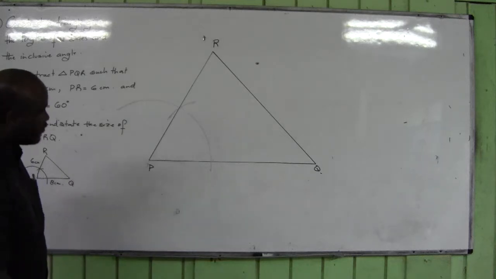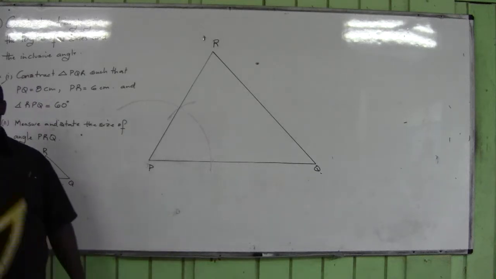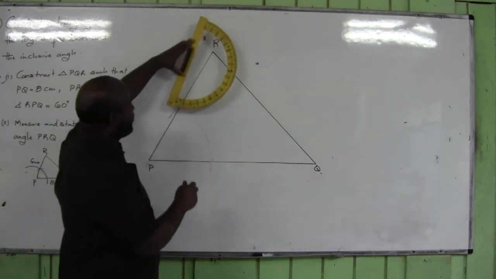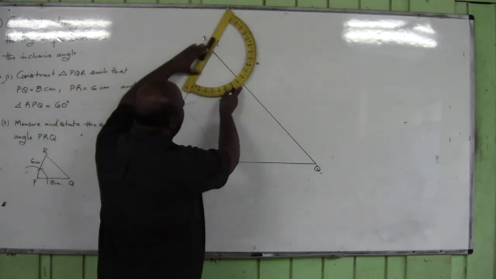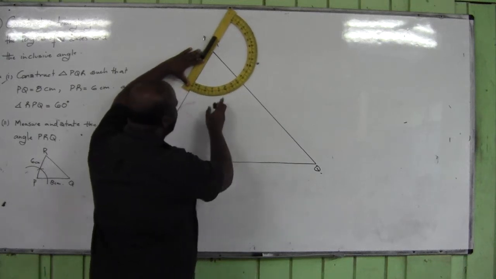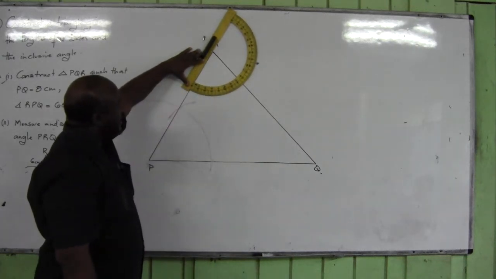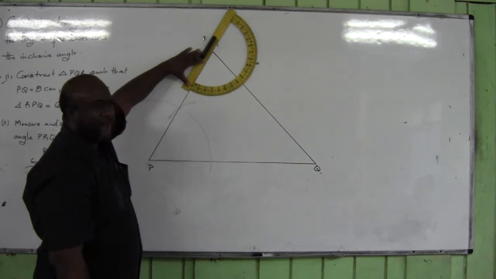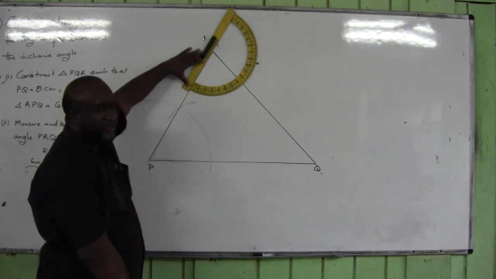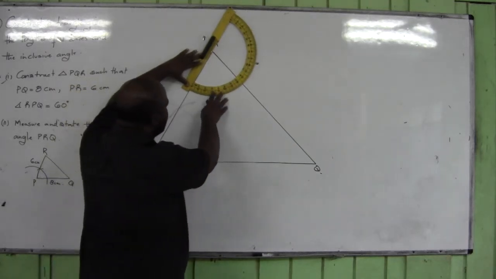Alright, let's have a go. So let's position our protractor to measure that angle. Align the protractor like this. The center of the protractor must go to the vertex of the angle. One side of the angle must run along the zero of the protractor.